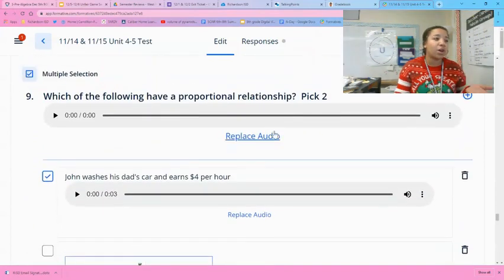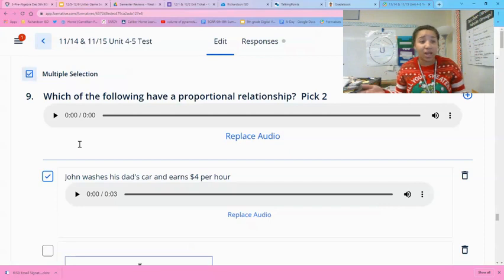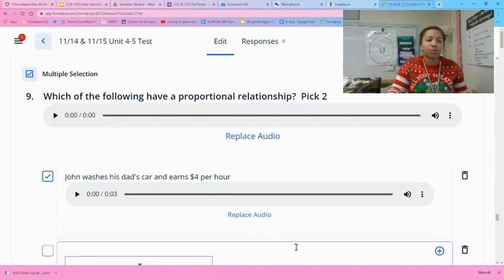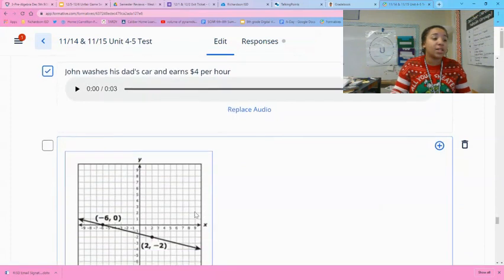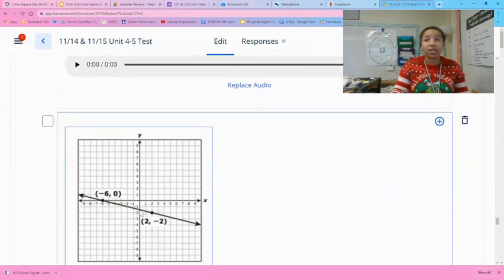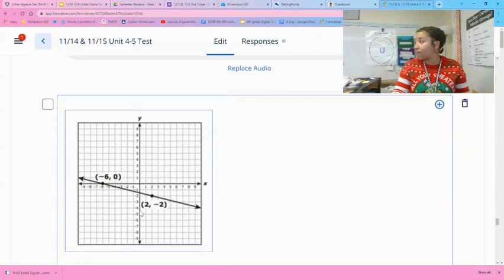So question 9, which of the following has a proportional relationship? We're going to go through and I'm going to tell you why each one is proportional or not. John washes his dad's car for $4 an hour. He doesn't have a starting amount. He doesn't owe any debt. So this would be proportional because he just gets $4 an hour. 1 hour, $4. 2 hours, $8. 3 hours, $12. Oh, yeah, you know what I meant. All right, this one is going to be non-proportional because there's a y-intercept.